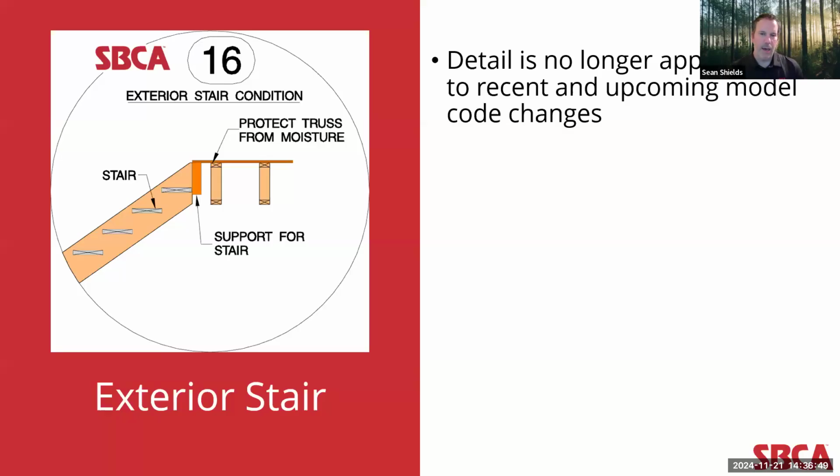In detail 16, I've included this detail because it is currently in the CAD download file, but it was originally meant to address how to position a ledger for exterior stairs when the floor trusses run parallel to the exterior wall. However, there have been recent code changes, and there will be several more in the upcoming model code cycle that significantly change how stair supports need to be blocked. So I think in the near future, this detail will likely be removed from the CAD download, or it will be updated to reflect the changes in the building code.